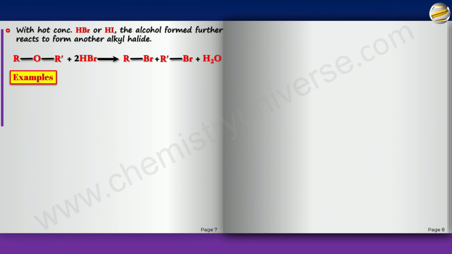Now let's check out some examples. You have this particular ether and you're using cold concentrated HI. What do you think will be the product? Pause the video, make the product.